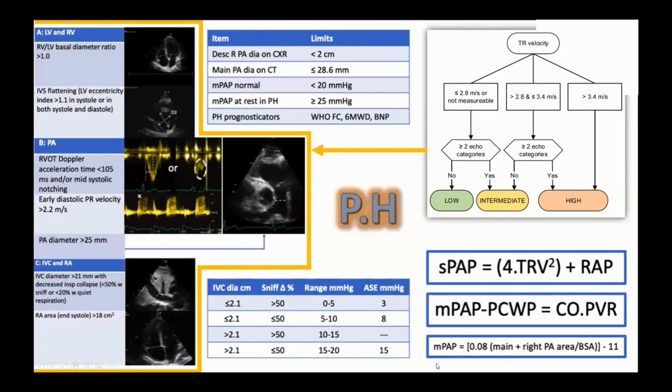If you'd like to use an equation to predict the mean pulmonary artery pressure using CAT scan, the equation is one more time here, simplified to 0.08 times the main and right areas divided by body surface area, and the total minus 11.